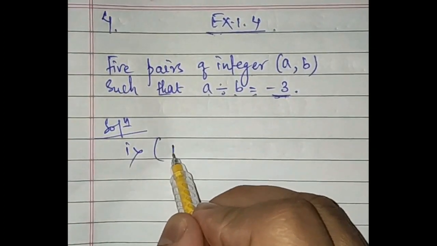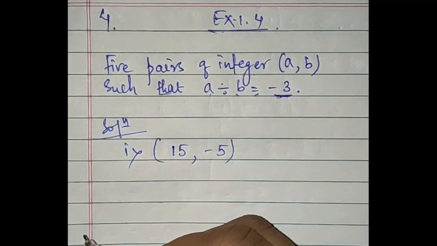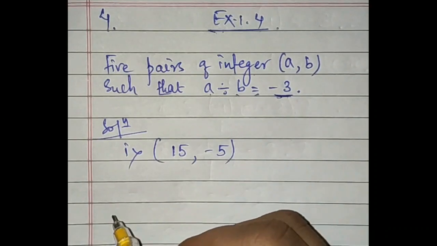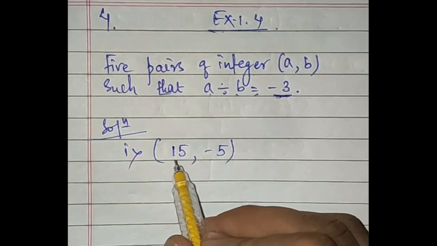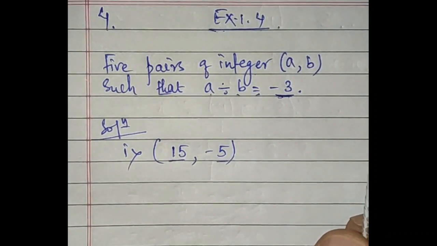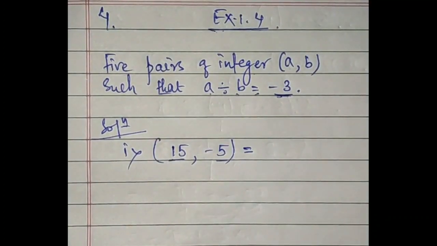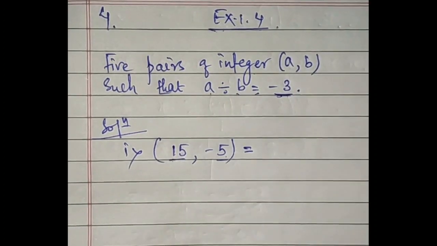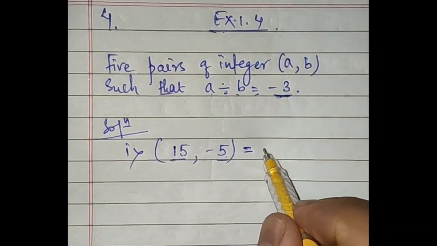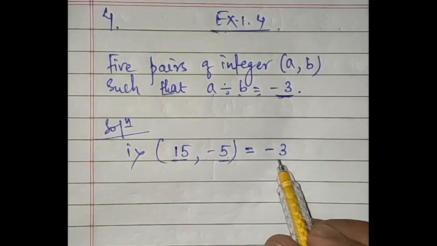Okay, so if I choose 15 comma -5, will it be okay? When I say pair, it means one and two, it should be a couple. There should be 2 numbers. 1 pair means 2, 2 pairs means 4, 3 pairs means 6. So 1 pair of integers means there should be 2 numbers, so that your result should be -3. Let us see whether this is valid or not. You have to get -3.